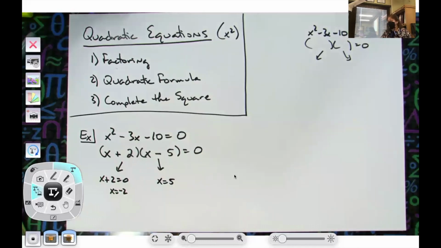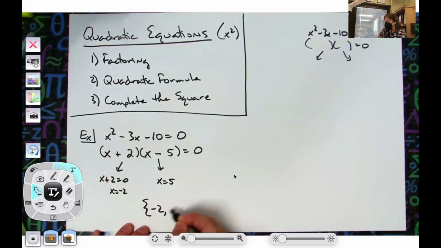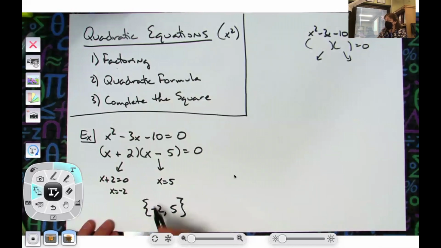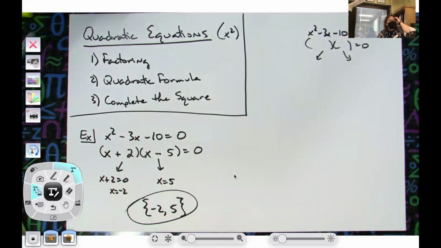All right, but we have two answers, right? So we do solution set, negative 2, 5. Okay, put that answer in that solution set.